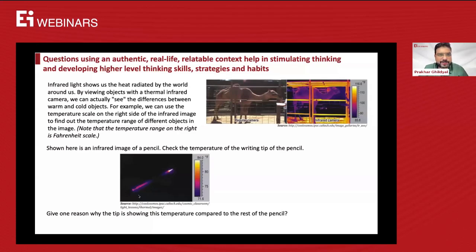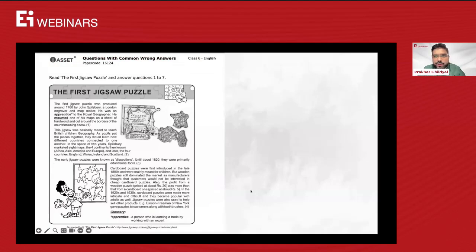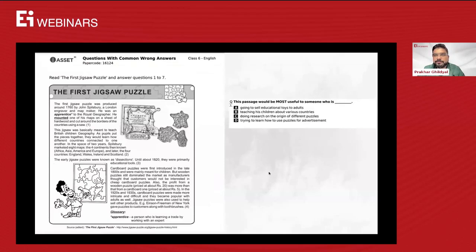I'll show you one more question. Talking about English. I'll show you what a competency question in English looks like. Again, this is a sample from a class 6 ASSET question. You don't have to read the passage and delve deeper. We'll be happy to share some of the sample questions so that you can practice it in your classroom also, which is a request from some of you.